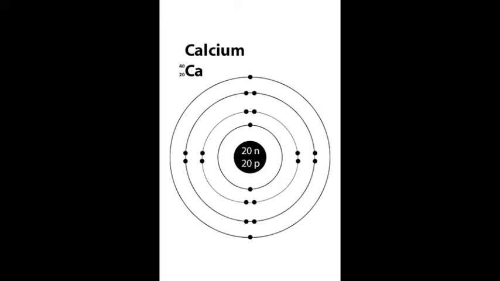As I mentioned before, calcium is a very reactive metal. As you can see, it has 2 electrons in the outer shell, which means that it would very much like to get rid of them because of the octet rule. If it gets rid of those 2 electrons, it would have 8 electrons in the outer shell and would therefore look like one of the noble gases.